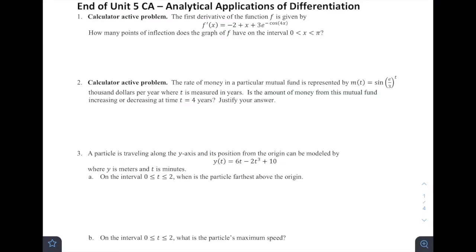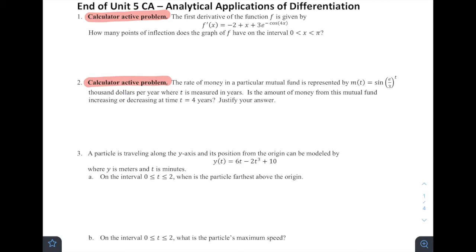All right, for the end of Unit 5, we've got a series of problems we're going to go through. I'll mention the first two problems are going to be calculator active problems, so I'll show you how I would do these on the calculator. Let's get started. So, Chapter 5, number 1, the first derivative of the function f is given by this equation. How many points of inflection does the graph of f have on the interval from 0 to pi?